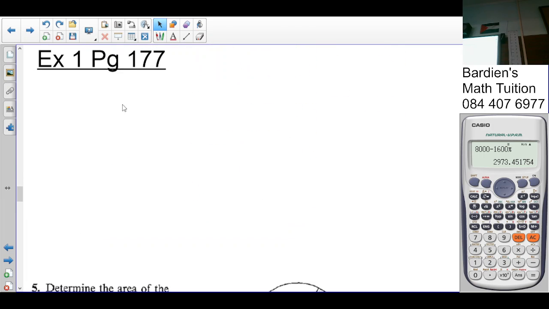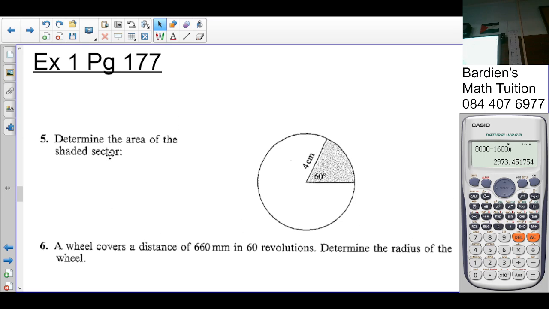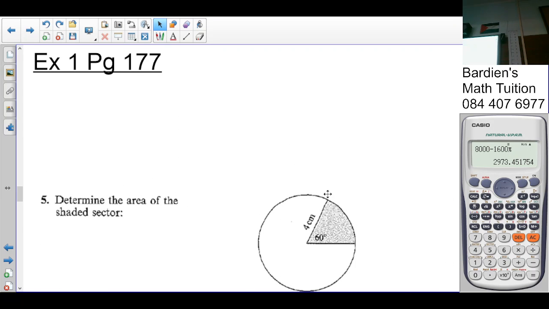Right, let's go to the next one. Number 5. 5 and 6 is together. So 5. Determine the area of the shaded sector. So, what's going on here? A quarter? No. How many degrees would a quarter of a circle have been? A third of a quarter? No? Yes? 90 degrees, not so? Because that's a quarter of a circle.